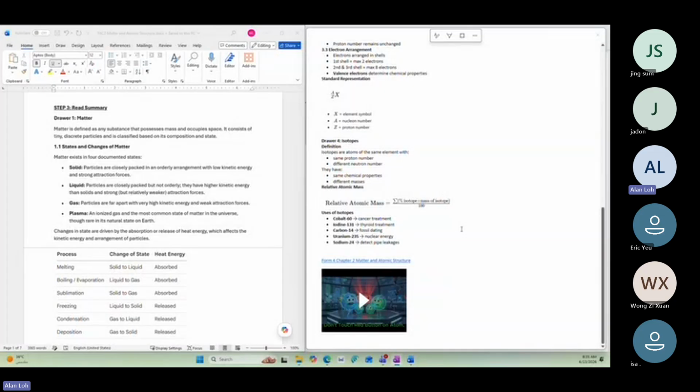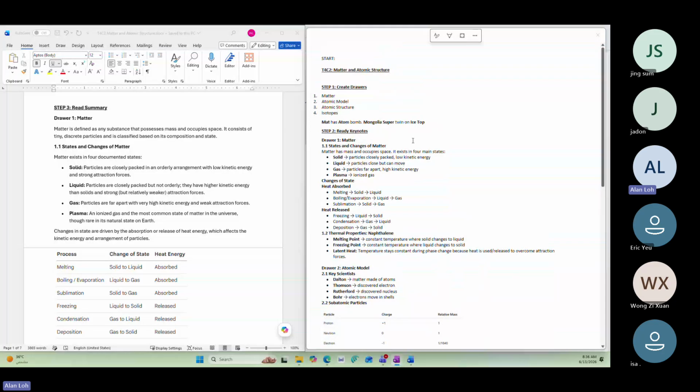Right. So Matt has atom bomb, Mongolia super twin on iStop. The animation of maybe 10 seconds or 20 seconds will hopefully help you to remember the drawer names in sequence: matter, atomic model, atomic structure, and isotopes. So now we move to step 2. Okay, what time did we start? 8:34 a.m. Okay, so let's move to step 2.